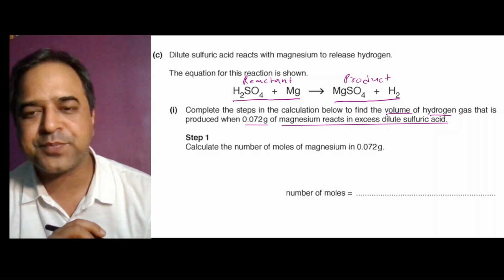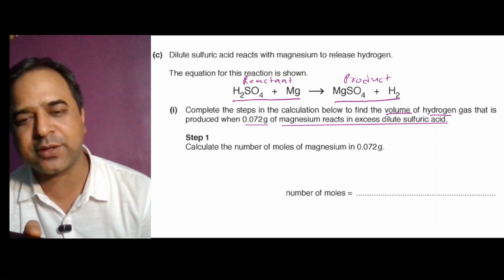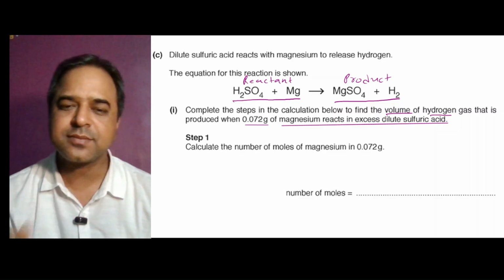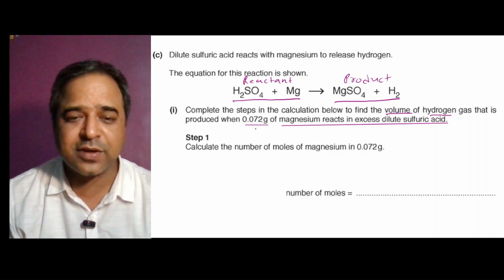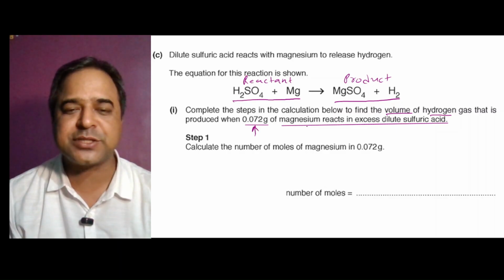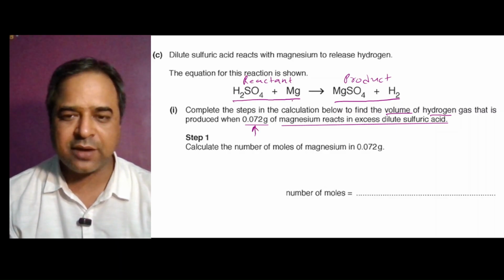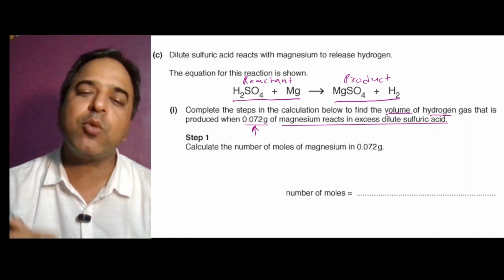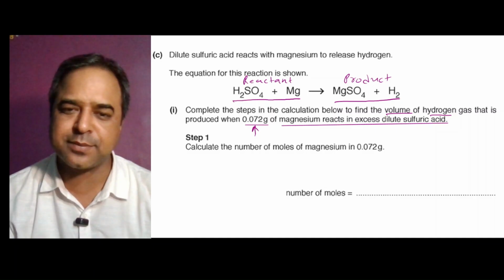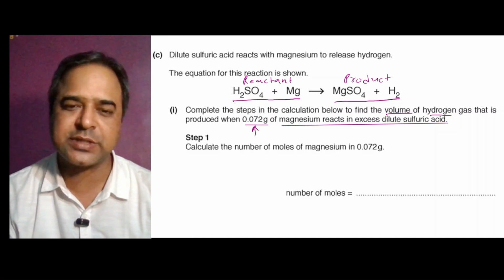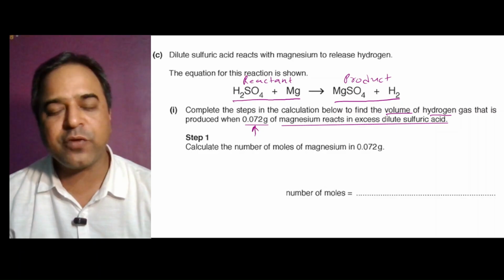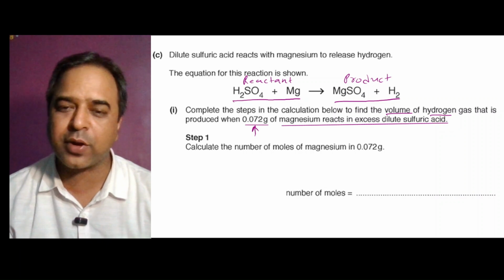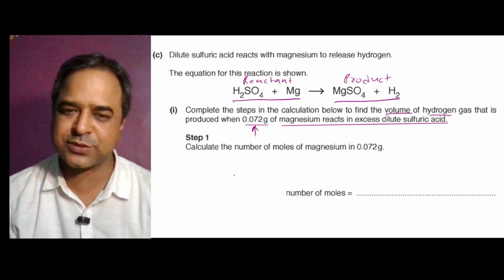Now a question may come. They are asking a question related to hydrogen, but then why do we need to find the moles of magnesium? Because here they have given you the mass of magnesium. Once we know how many moles of magnesium are going to be used as reactant, we can correlate how many moles of the product, that is hydrogen gas, are going to form.